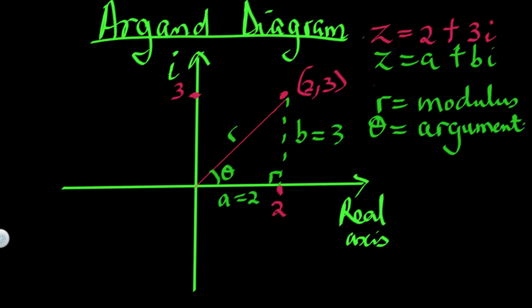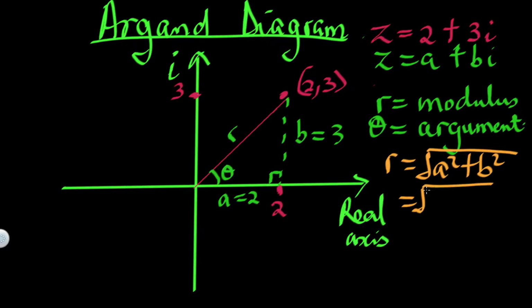If you want to find r, the modulus is equal to the root of a squared plus b squared. In our case, this is the root of 2 squared plus 3 squared. So 3 squared is 9, 2 squared is 4, 9 plus 4 we get 13, so this is the root of 13. That is our modulus, root 13.